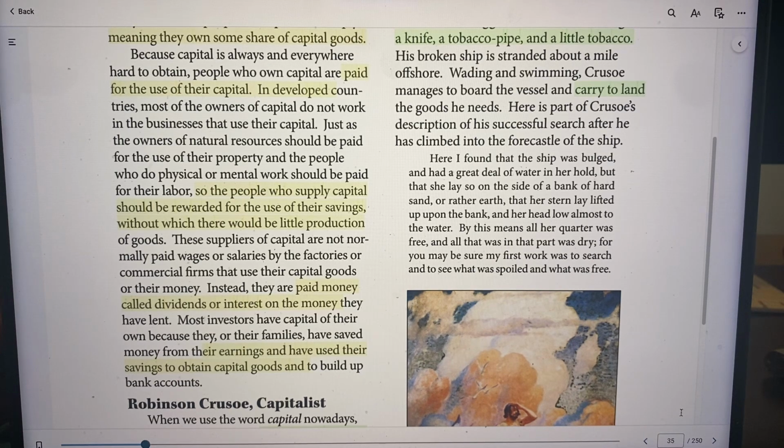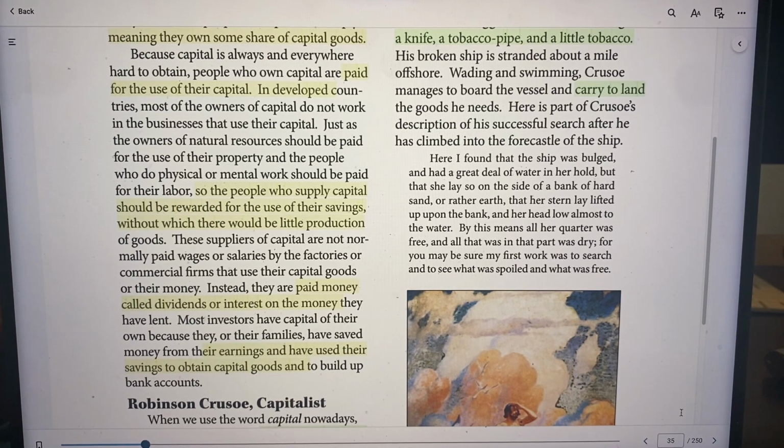It says, because capital is always and everywhere hard to obtain, people who own capital are paid for the use of their capital. In developed countries, most of the owners of capital do not work in the businesses that use their capital. Just as the owners of natural resources should be paid for the use of their property, and the people who do physical or mental work should be paid for their labor, the people who supply capital should be rewarded for the use of their savings, without which there would be little production. So see how it all works.